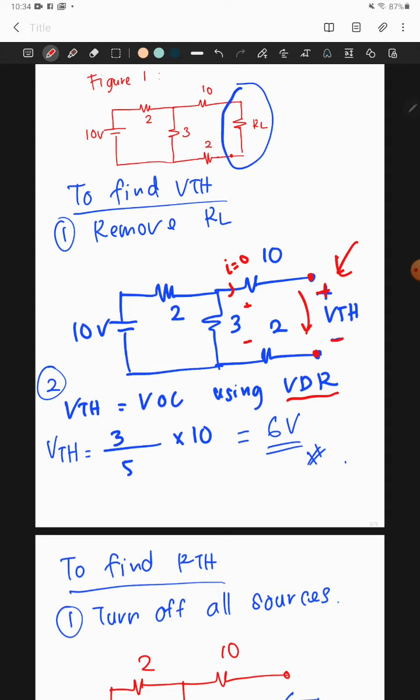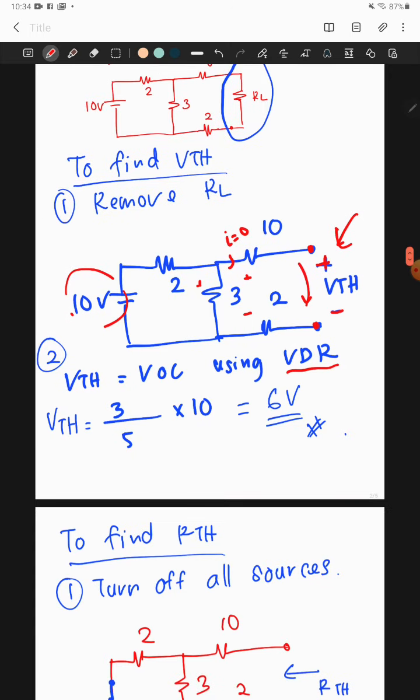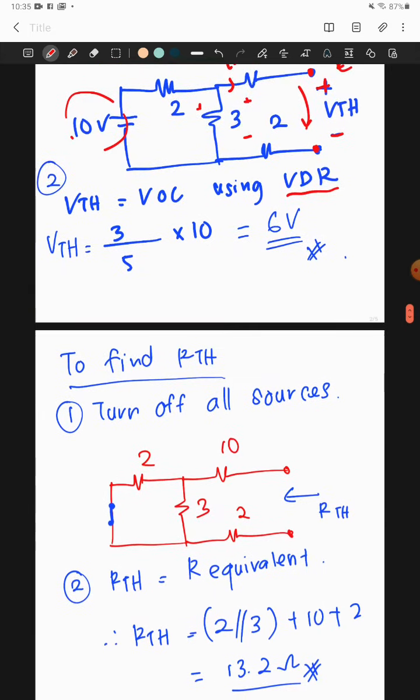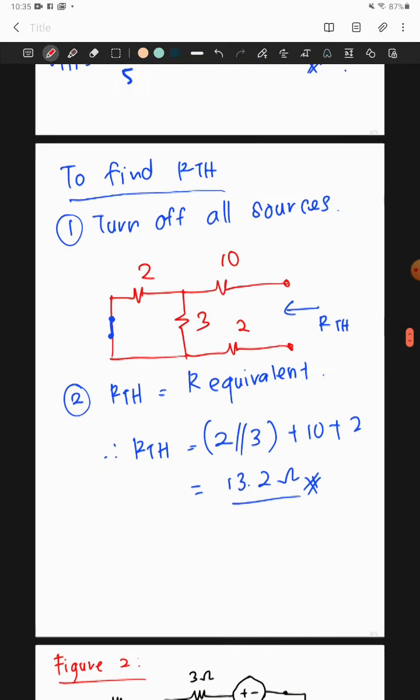So therefore, VTH is equal to 3 divided by 2 plus 3, times your supply voltage over here. So therefore, it is equal to 6 volt. Alright. So next, we need to find the value of RTH for figure 1.